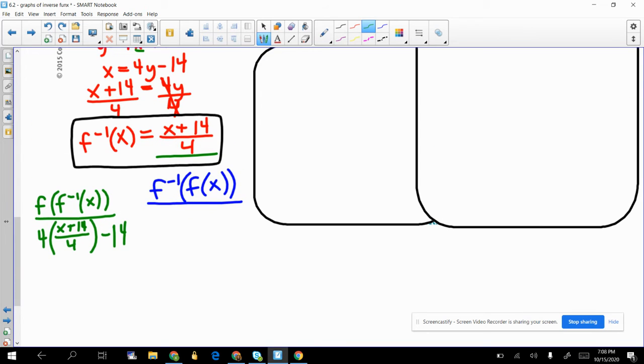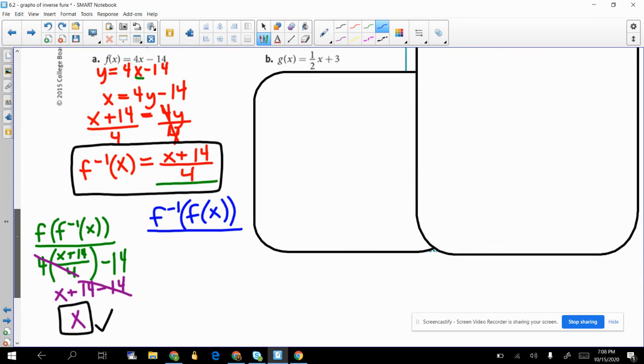And now what's going to happen here is that these 4's are going to cancel. 4 times x plus 14 over 4, the 4's cancel. And you're left with x plus 14 minus 14. Okay, well, obviously the plus 14 and the minus 14 are going to cancel, and you're left with just x. So far, so good. We know f of f inverse equals x. Okay. Then we've got to check the other way.